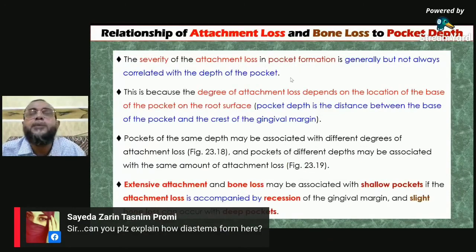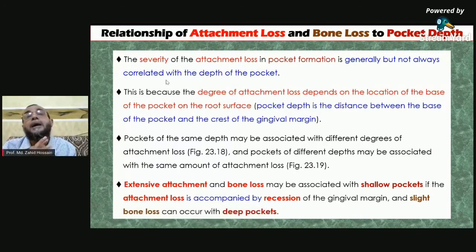The severity of attachment loss is generally, but not always, correlated with the depth of the pocket. This is about the relation of attachment loss and bone loss to pocket depth. Attachment loss, as I told you, I showed you before how to measure, and bone loss I haven't told you yet, because we have another lecture for bone loss. Sometimes you will find less pocket depth but more bone loss. Sometimes attachment loss is more but bone loss is less. Attachment loss is more but pocket depth is shallow. Several conditions I'll show you so that you can understand better than from my description.